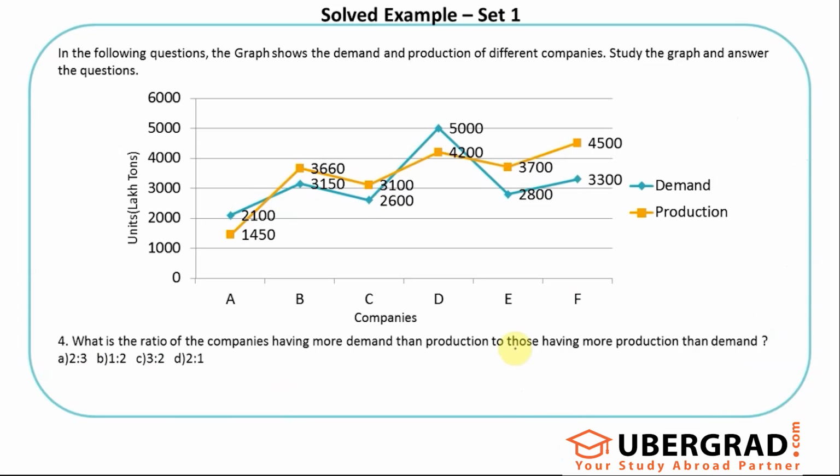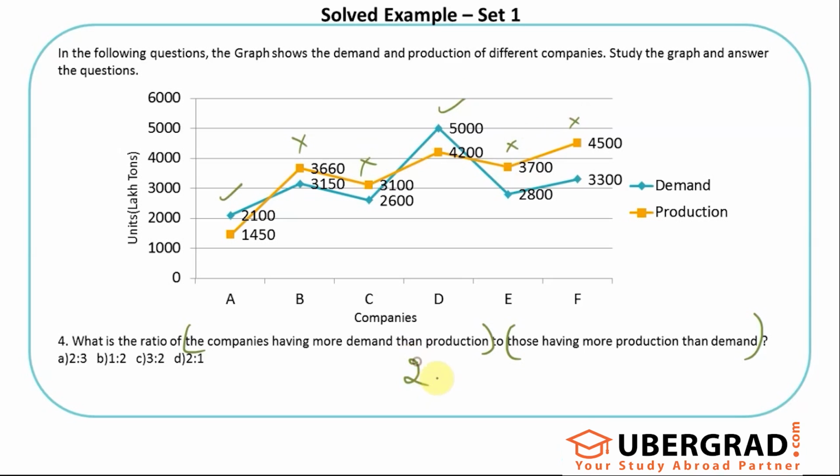What is the ratio of the companies having more demand than the production to those having more production than demand? Ratio of the companies having more demand than production, this is one quantity, to those having more production than demand. So basically I need to find out how many companies have more demand than production out of these 6. A, demand is more. Yes. No. This is having more production, more demand, more production.